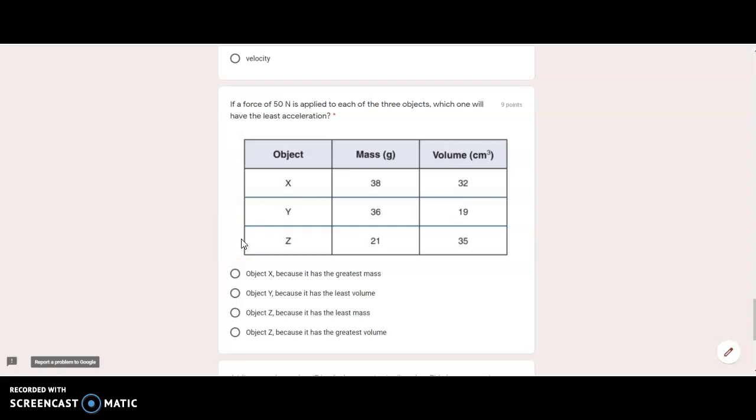Real briefly, you may want to look up what are the three pieces that make up force, mass, and acceleration. Which part are we after here? Because if you look at the table here, there is a piece here that you really don't need to use in order to solve the question. But which one will have the least acceleration? Object X because it has the greatest mass, object Y because it has the least volume, object Z because it has the least mass, or object Z because it has the greatest volume.